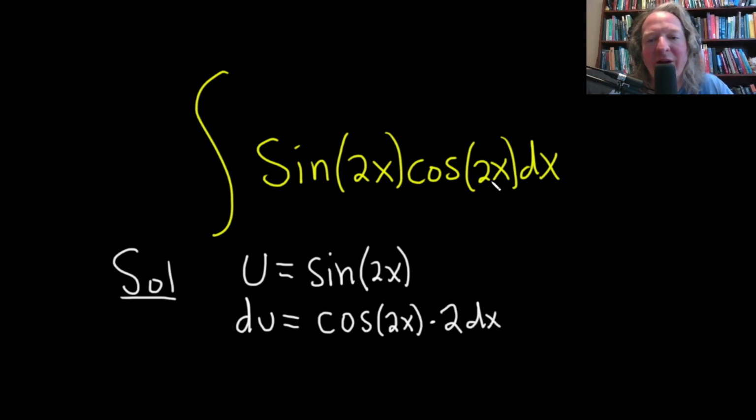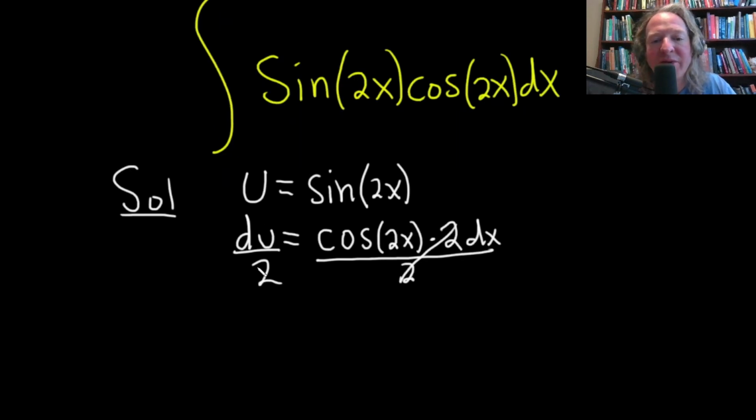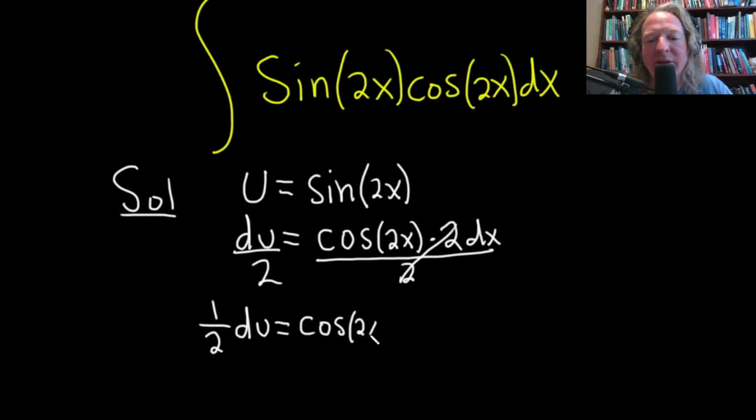This is really nice because we have a cosine 2x and a dx in the problem, and we have that here now. However, there's a 2 here, and there's not a 2 in our problem. So the goal is to make this look like what's up here. So basically, we have to get rid of this 2, right? Because there's no 2 up there. So boom, that goes away. So we have du over 2, which we can write as 1/2 du. And that's equal to cosine of 2x dx. Boom, really nice. So cosine 2x dx is right here.